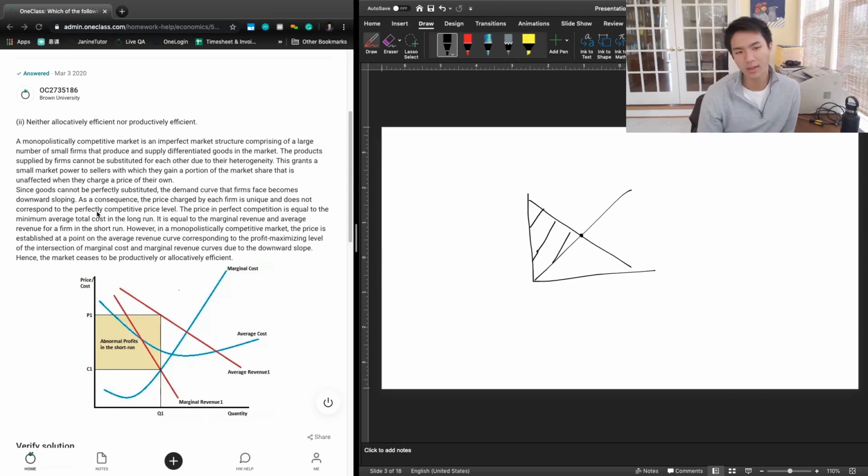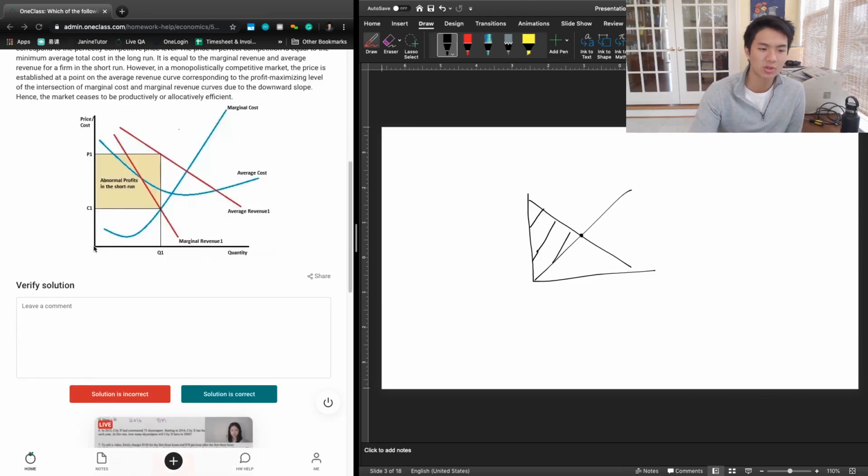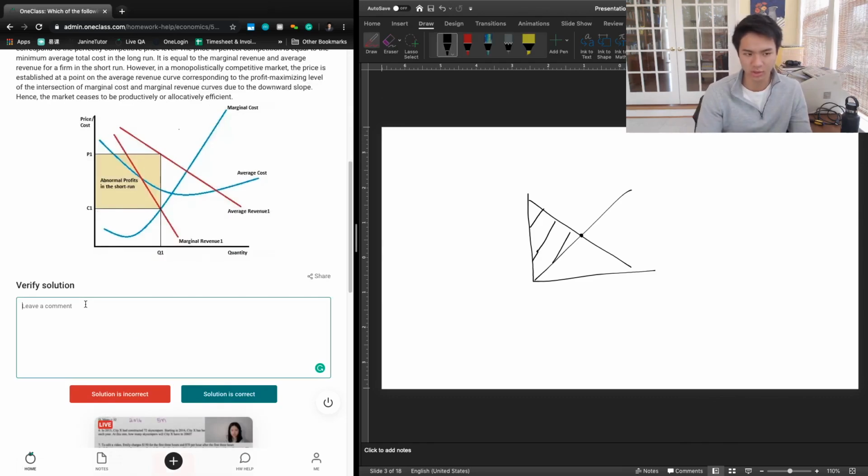So I think that hits the nail kind of on the head. The only thing that could really make this answer a little bit better is if we specifically defined allocatively and productively efficient, right? Because if we don't know what those things are, we can't answer this question. So we're just going to add that definition in, and otherwise it should be good.